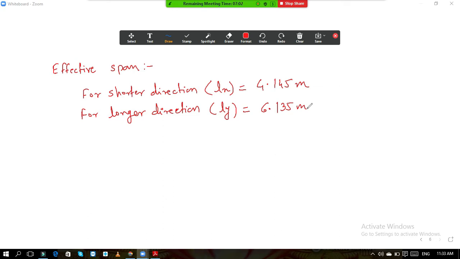Now depth calculation, then effective span calculation. Now after that, load calculation. That is your third step. Load calculation.